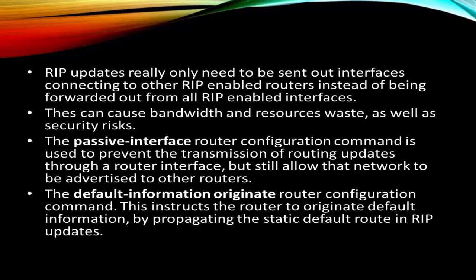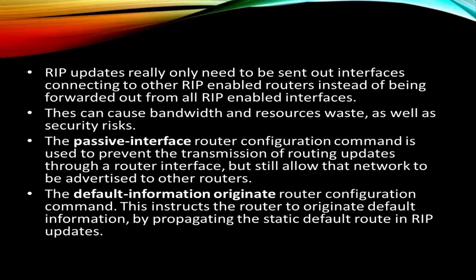RIP updates really only need to be sent out through interfaces connecting to other RIP-enabled routers, because these can consume bandwidth and waste resources as well as create security risks. We use the passive-interface configuration mode command to prevent the transmission of RIP routing updates through a router interface.